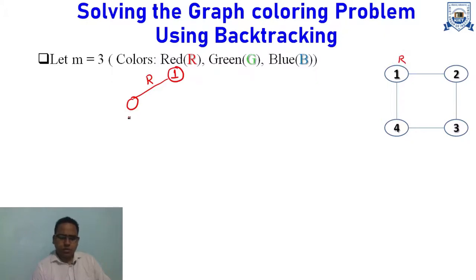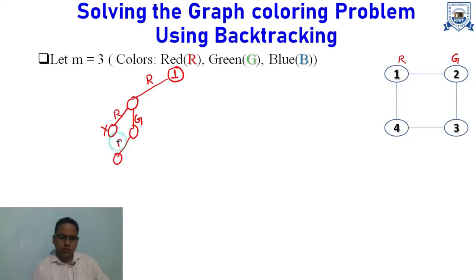Now the second node I can't color with red, because it will violate the property that two adjacent nodes should not have the same color. So this second node I can't color with red. Then we go for the next option, that is green. Can I color with green? Yes, we can color it with green, it is allowed. So two different colors are there, green. Again for the second node, now that we have colored it with green, how many possibilities are there? Can we color the third node with red?